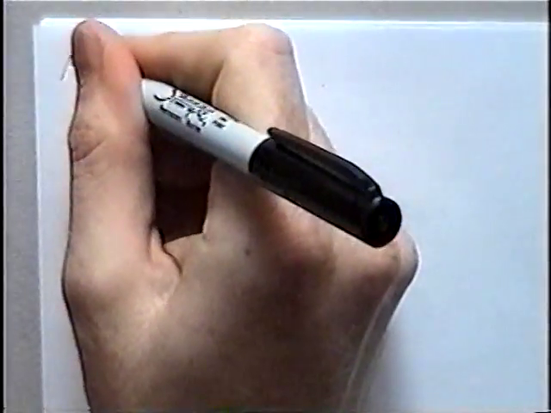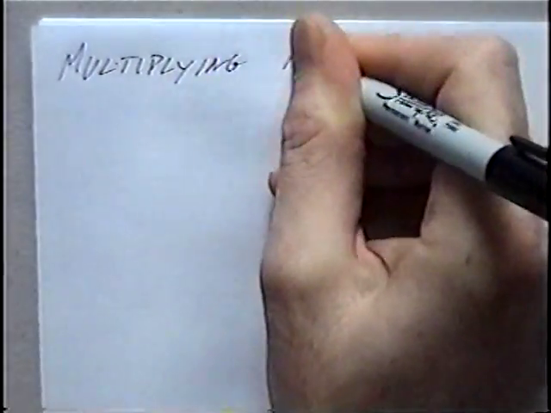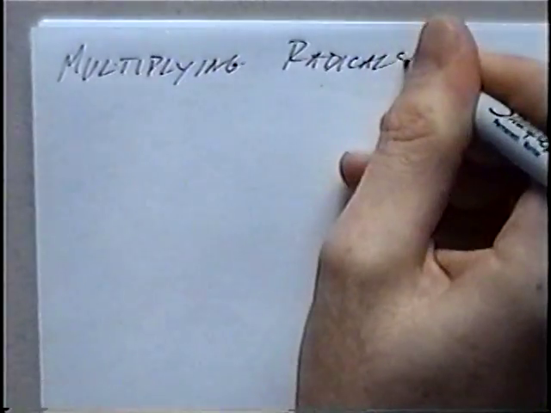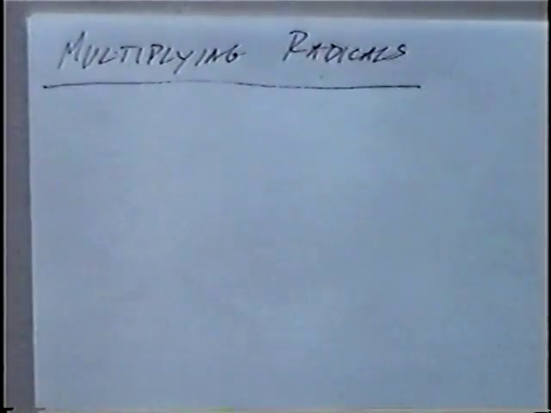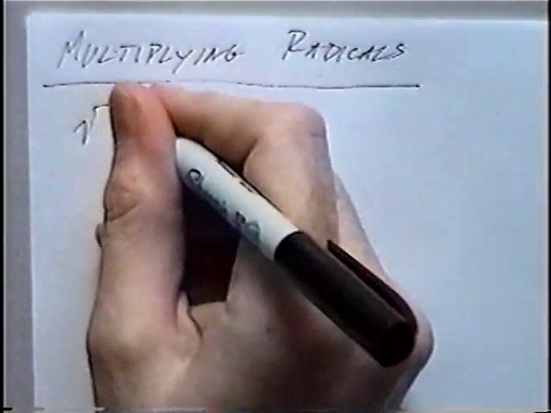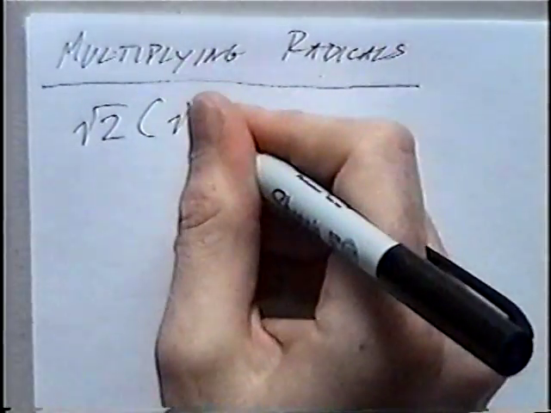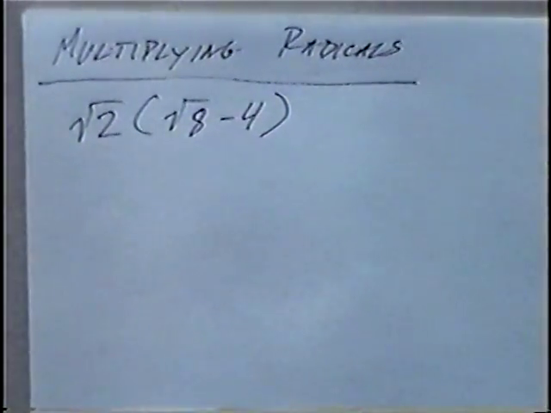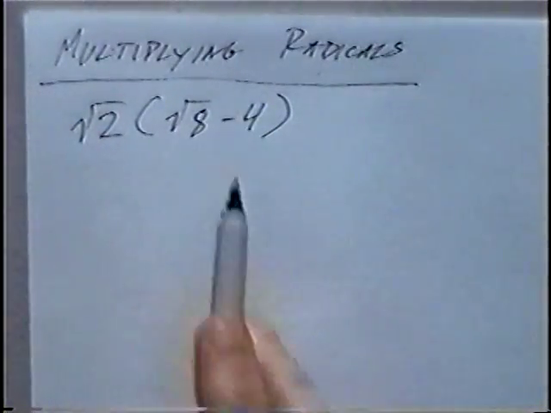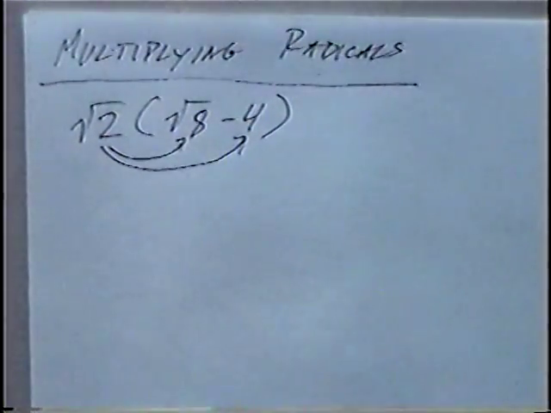Last section of notes today is titled Multiplying Radicals. First problem is radical 2, and the quantity, or inside parentheses, is radical 8 minus 4. When multiplying a radical times a parentheses, the same property that we've done before, we can use distributive property.